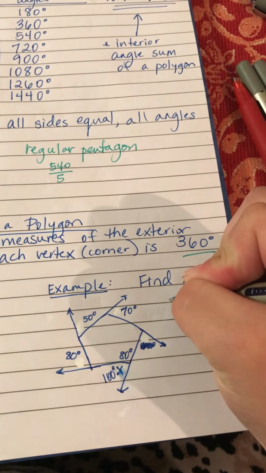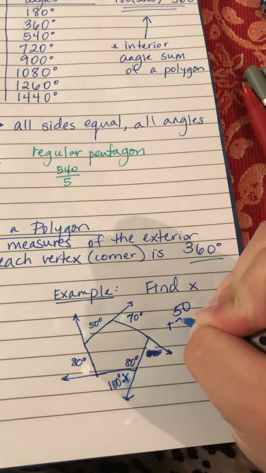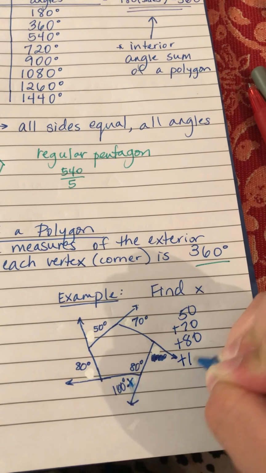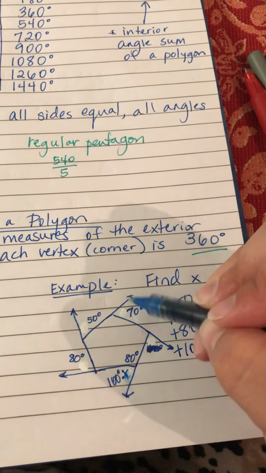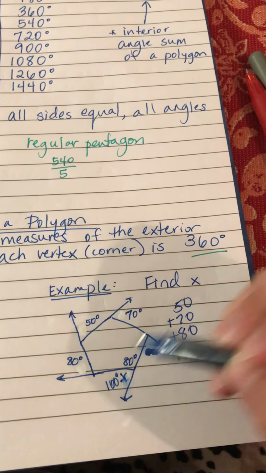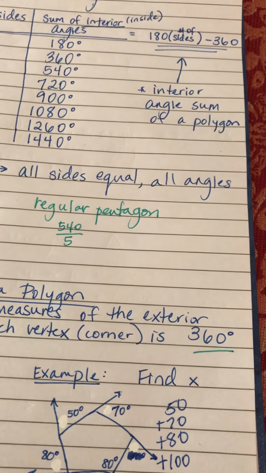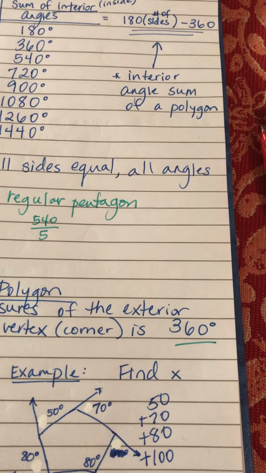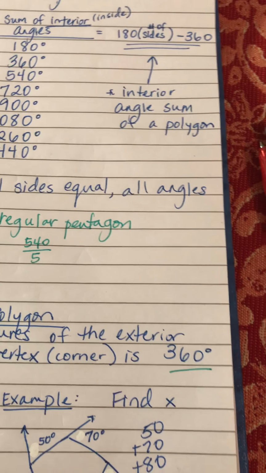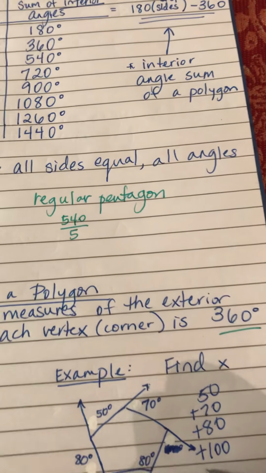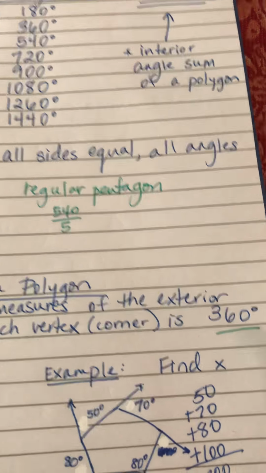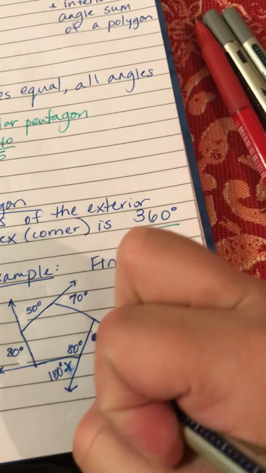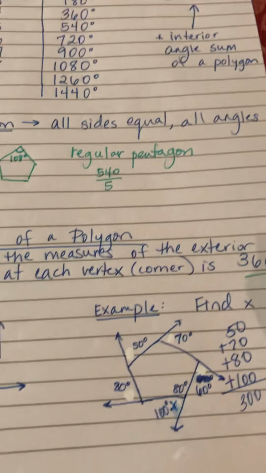So if I do 50 plus 70 plus 80 plus 100, so 70 plus 50 plus 80 plus 100, I'm going to get 300. And I know that all of them together equals 360. So this one would equal 60 degrees.